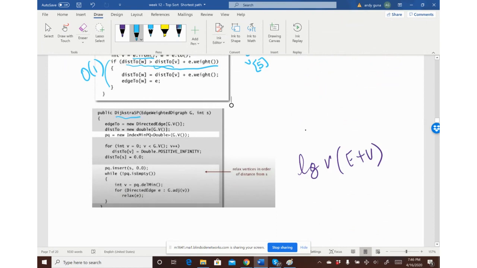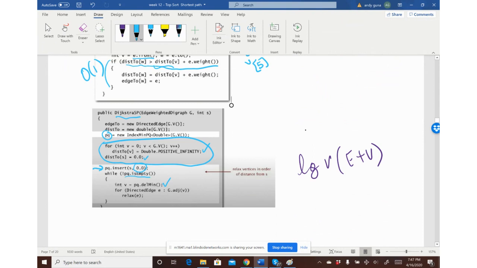So what we do is we put all the vertices in, and we assume that the distance to the source vertex is 0. Everybody else is infinity, the Java infinity. And then we also have a priority queue. So we insert the source vertex with the distance 0 into the priority queue. While the priority queue is not empty, we take the next minimum.